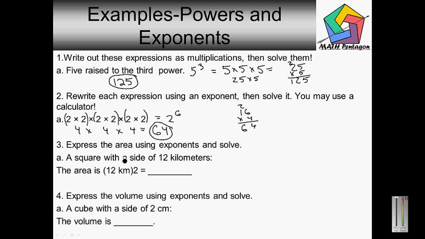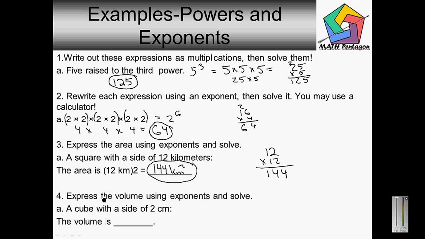Okay, let's go to our next example. We have express the area using exponents and solve. A square with a side of 12 kilometers. The area is 12 kilometers squared. Squared means it's raised to the 2nd power, if you want to say it that way. So we have two 12s, so 12 times 12 is 144. So the area is 12 kilometers squared equals 144 kilometers squared. Okay, that's our answer for that question.